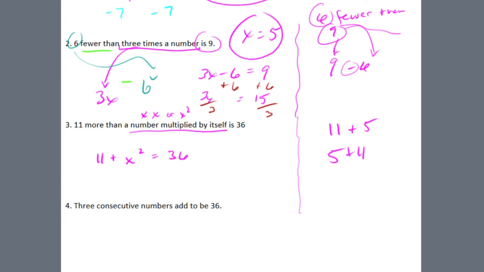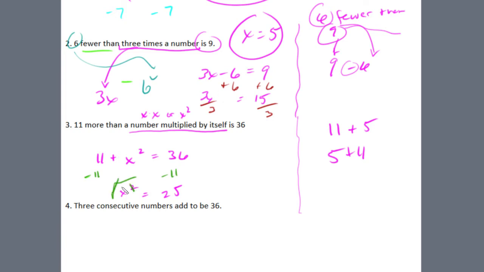And so, to get rid of the 11, you subtract it away. That's kind of hard to see, huh? I know I'm using a lot of different colors, but whatever. And this is 25. And now, to get rid of a square, you square root both sides. And I used the same green again. And you square root both sides.